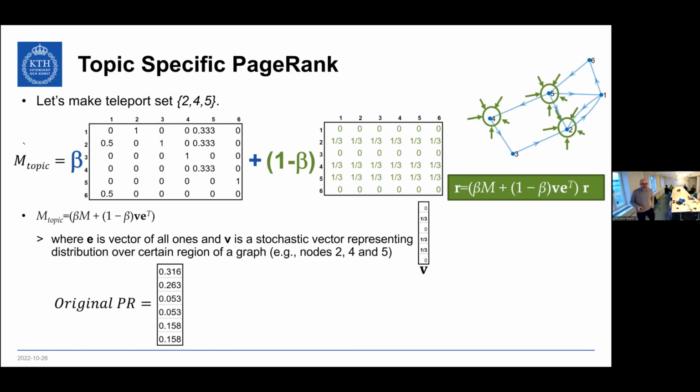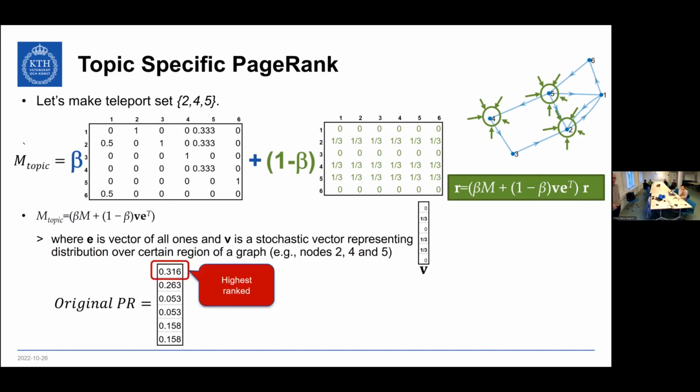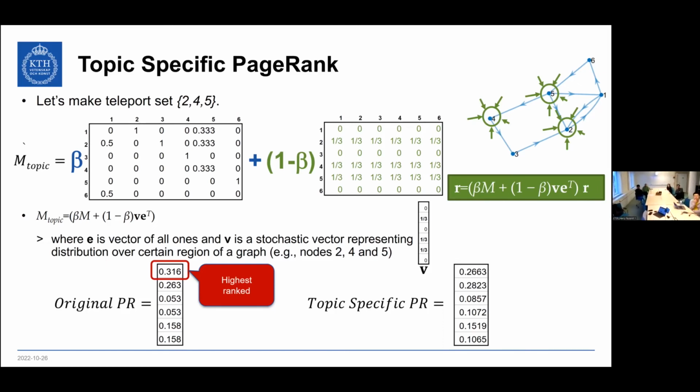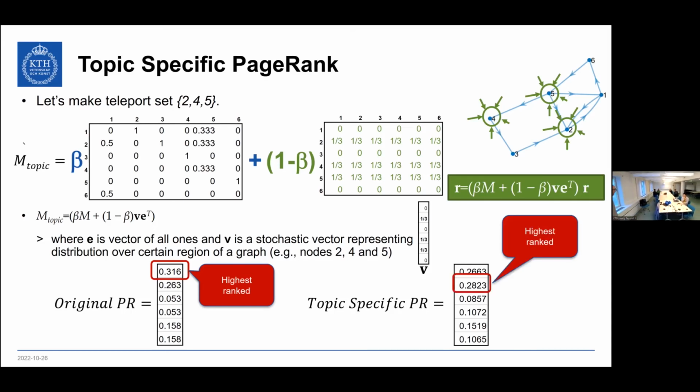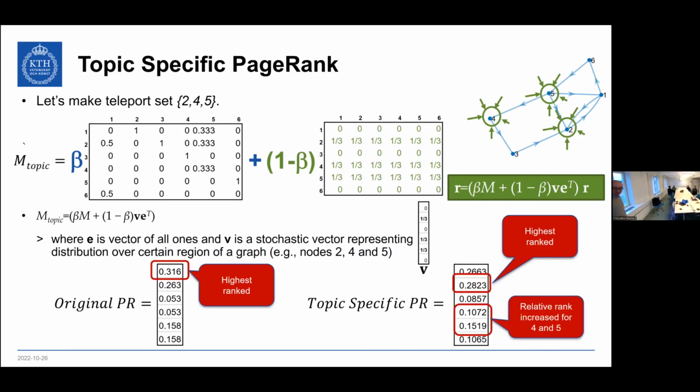Now, the original PageRank without this teleportation would give us for this graph maybe such a ranking, and the highest rank node would be the first. After this topic-specific teleportation on 2, 4, and 5, suddenly the highest node becomes the second one. Maybe not surprisingly, because it got a lot of links from everyone, while this one didn't get any. The others also had their rank increased relatively. If the graph were bigger, their neighbors would also have more influence. Basically, everyone who is topologically closer to this set would be more important.